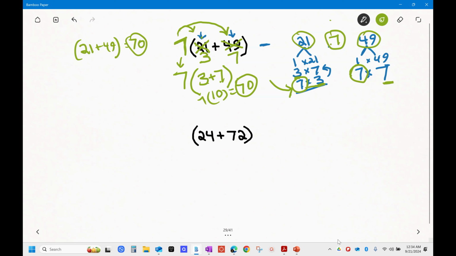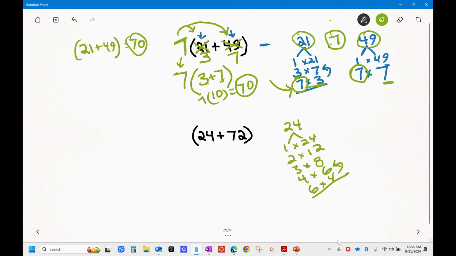So let's do the one down here, 24 and 72. Let's factor 24 first. We got 1 times 24, 2 times 12, 3 times 8, 4 times 6, and 6 times 4. So we're done because we're repeating ourselves. These are the same. They're just backwards from each other.